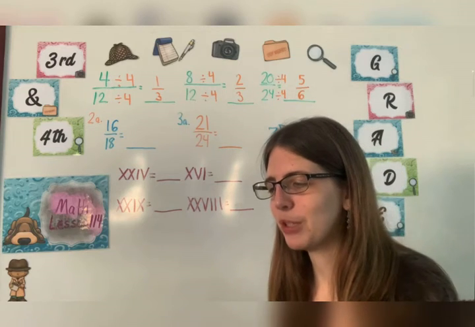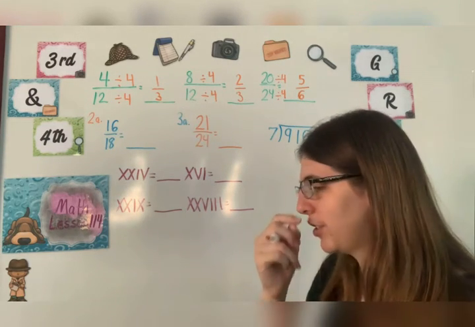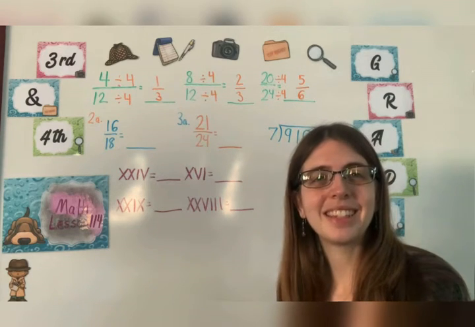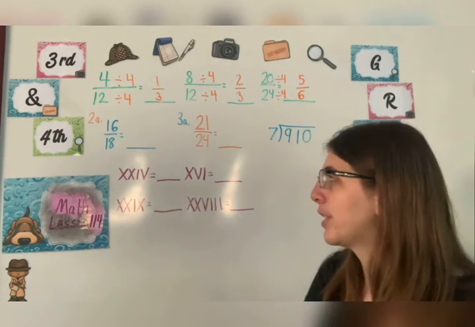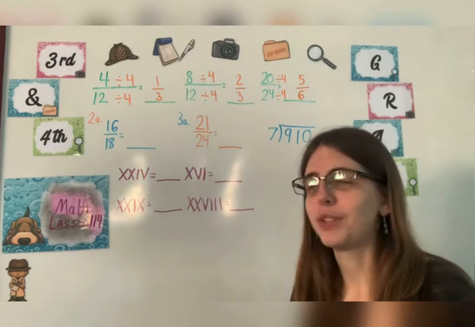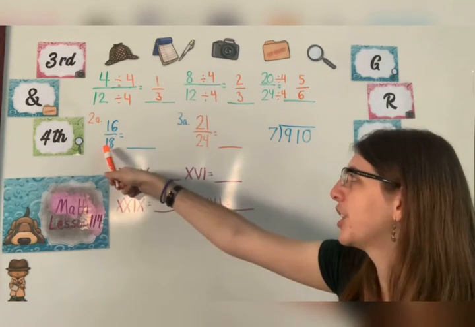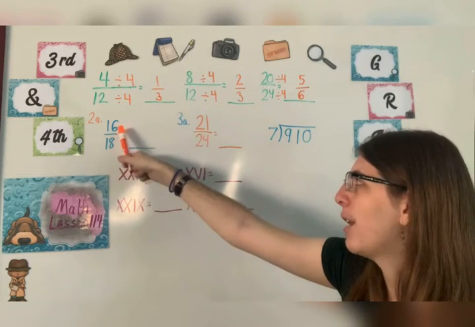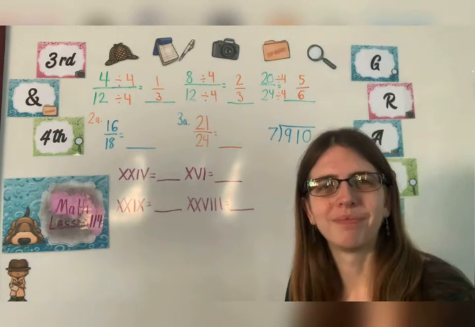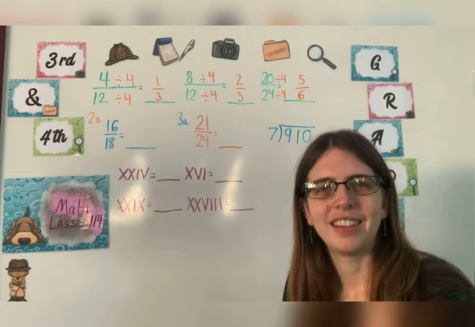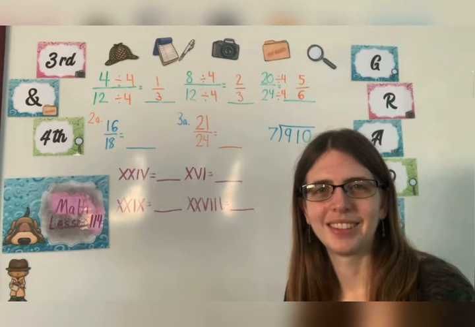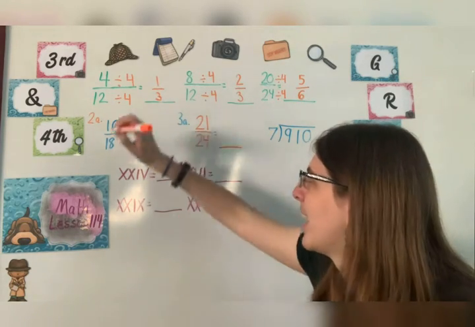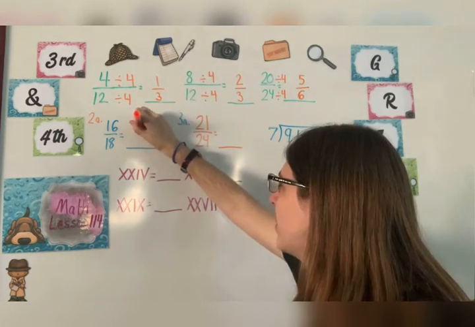Okay, number 2. Exercise 2 says reduce these fractions. Then in parentheses it says divide by 2. So that's what it wants you to divide by to reduce your fraction. So let's look at 2a together. 16 over 18. So think in your head, what is 16 divided by 2? Back to your division tables. 16 divided by 2 is 8. Very good. So it goes on top.